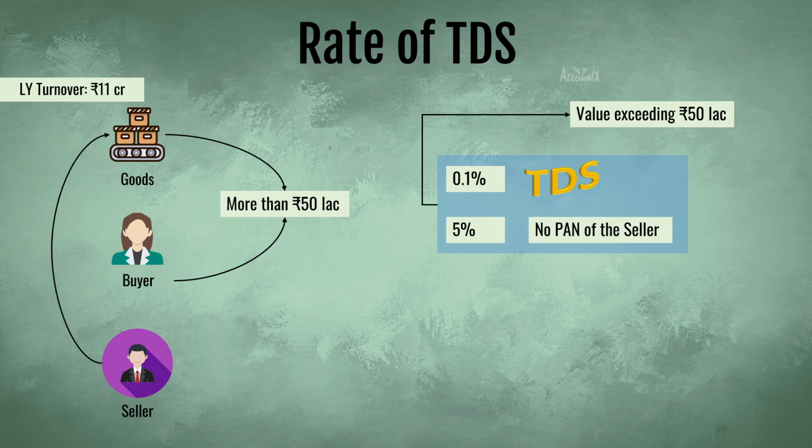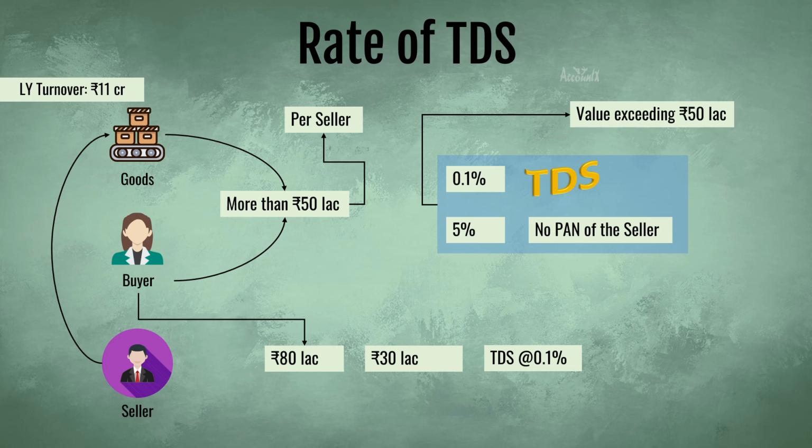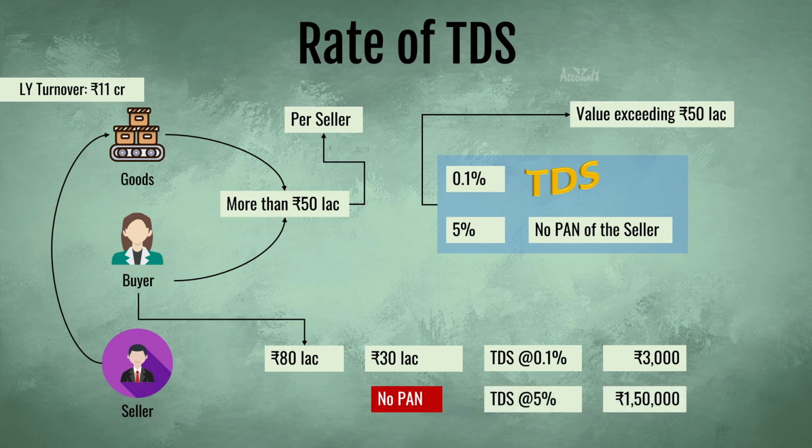So if the value of purchase is more than this threshold limit during the financial year, then the buyer is required to deduct TDS. And this threshold limit of 50 lakh is applicable per seller. Now, to have a better understanding of this, let's say you are the buyer and you have purchased goods from a seller and the value of the purchase is 80 lakh. So TDS would be applicable on value exceeding 50 lakh. That is 30 lakh here, and TDS at 0.1% would be 3000. If the seller does not provide PAN, then the rate of TDS would be 5%. So as a buyer, you are required to deduct 1.5 lakh as the TDS.